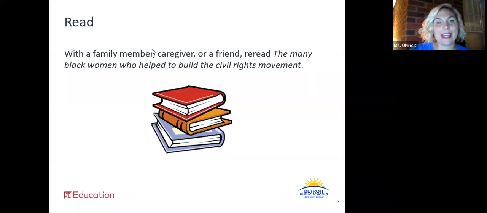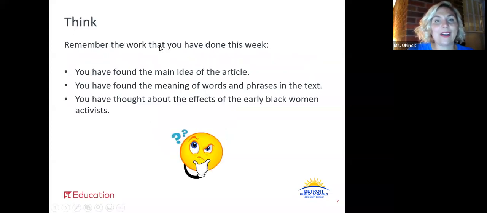All right, good. Now that we've read that text, let's go ahead and think. Remember the work we've done this week. So we found the main idea of the article and supporting details. That was in daily lesson 15. We found the meaning of words and phrases in daily lesson 16. We thought about the effects of early Black women activists, right? So that was in daily lesson 17. So go ahead and think back to the work we've done all week and look back over those note catchers to help remind yourself of that work. All right, pause this video and do that now.